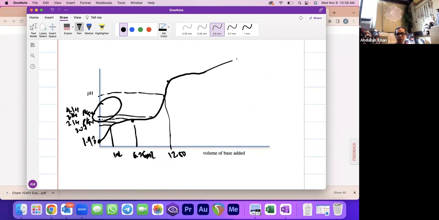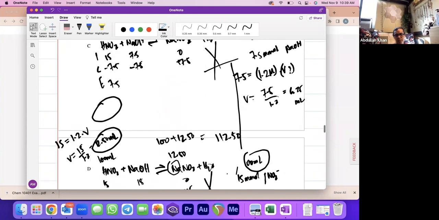And then the last question is excess base added, 100 milliliters. This is the case in which the strong species will survive at the end, and so it will dominate. So the question becomes very easy. Let's end with that.